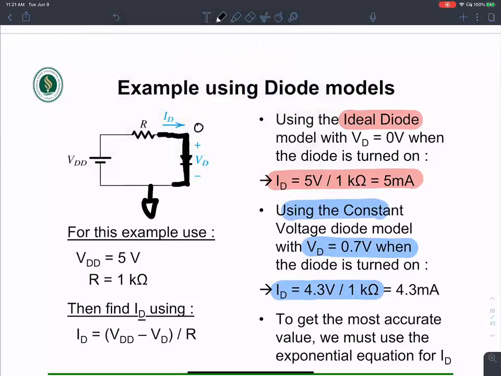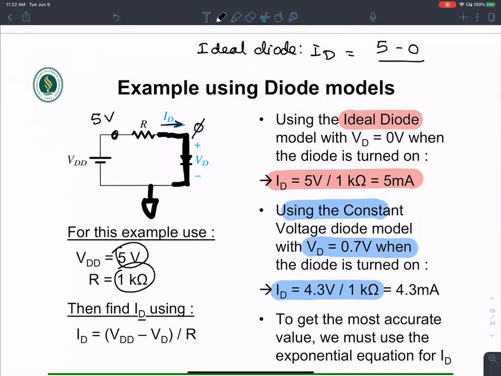ID is, this is 0 volts, this is VDD or 5 volts. VDD is given to be 5 volts, and R is given to be 1 kilo ohm. So in order to find ID in the ideal diode model, ID is given by 5 volts minus 0 volts over R, which is 1 kilo ohm. That gives me 5 milliamperes. This is the ideal diode model.